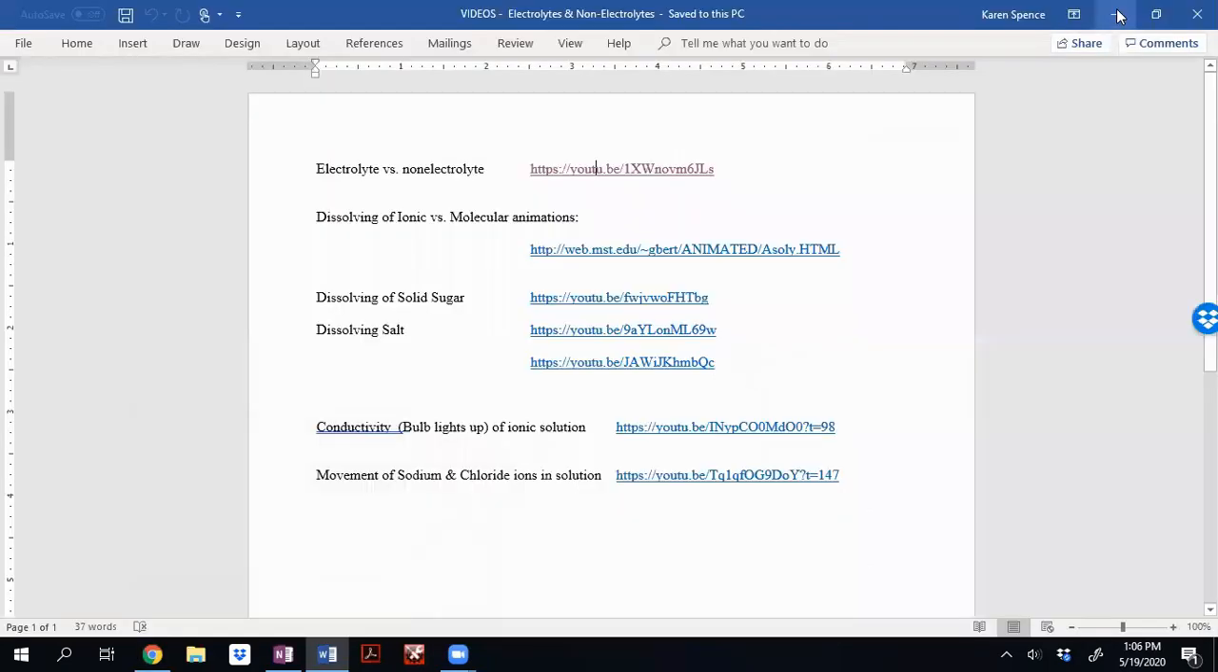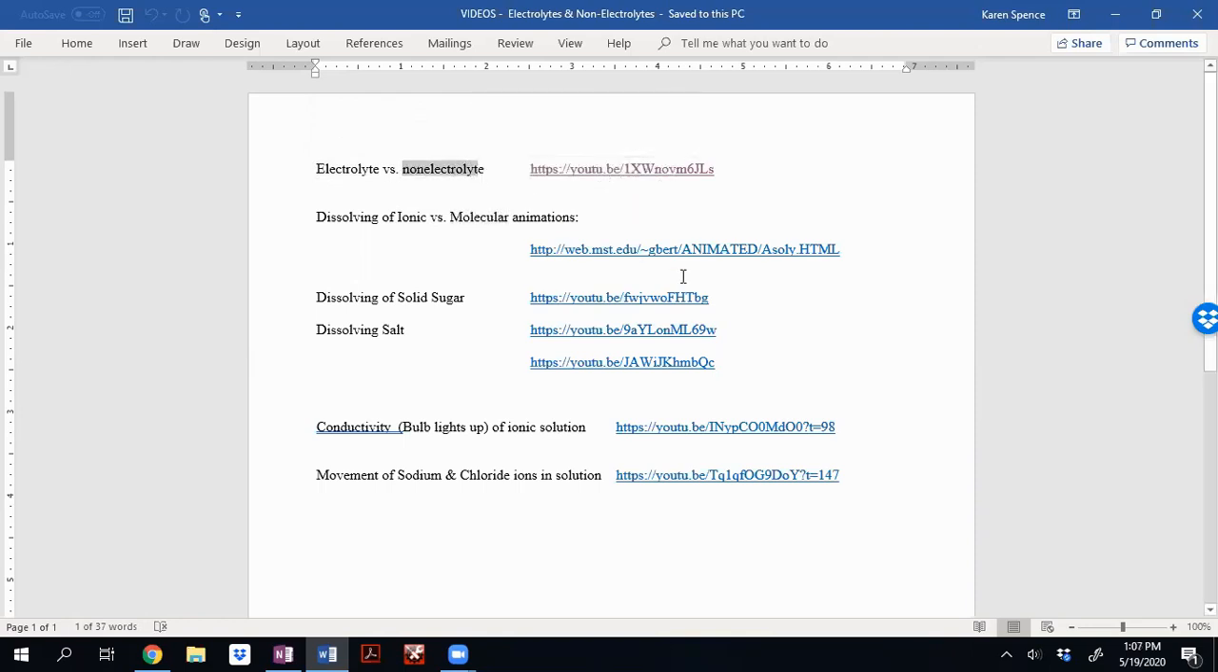Okay, so this year we are not going to worry about strong electrolyte versus weak electrolyte. We are only going to distinguish between a non-electrolyte and an electrolyte. And in order to do that, we're going to take a little look at the difference between them. So ionic compounds are going to be the ones that produce electrolytes, and molecular compounds, those are very covalent compounds, are going to be the ones that produce non-electrolytes.